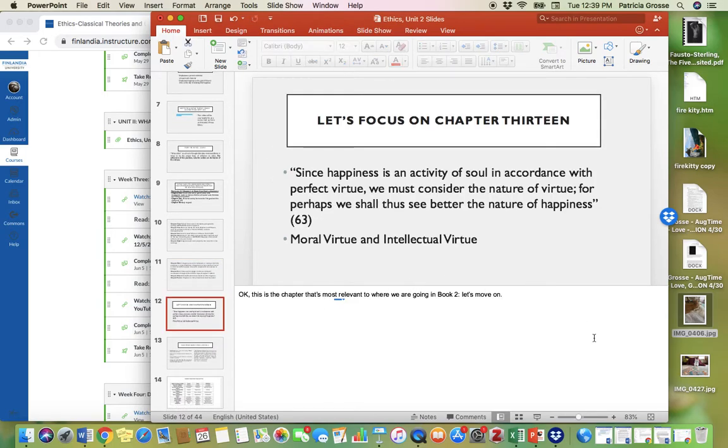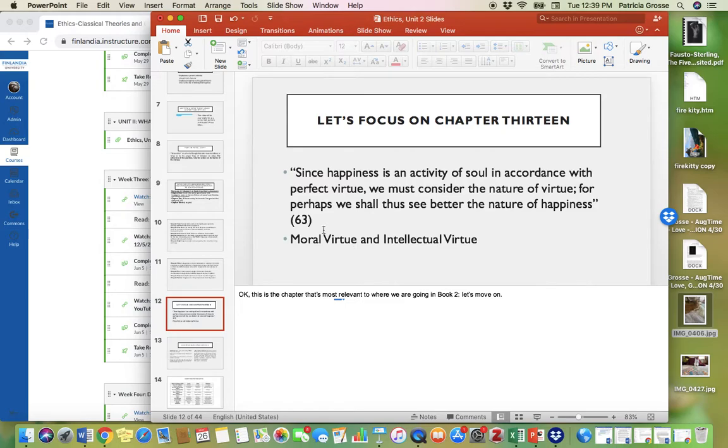Since happiness is an activity of soul in accordance with perfect virtue, we must consider the nature of virtue, for perhaps we shall thus see better the nature of happiness. So this is how Aristotle gets us from this idea that we all want to be happy ultimately to the only way to get that is through virtue. Right? So we know it has something to do with virtue. How do we get there? He's going to go into that in the next book.